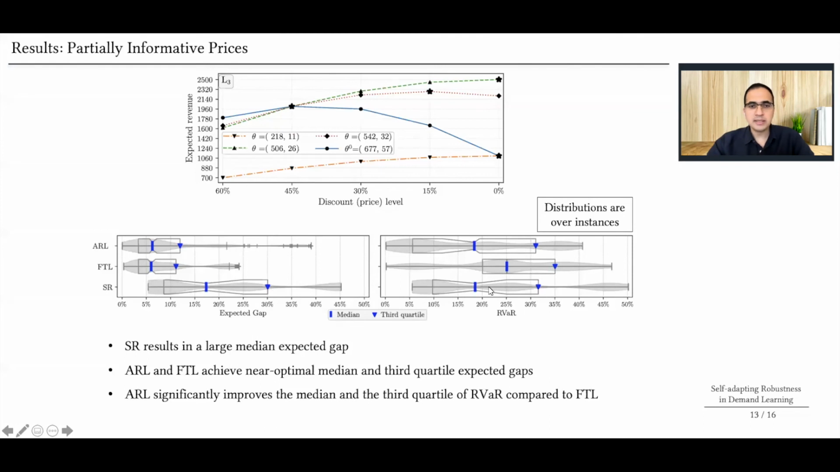SR, in both the informative and partially informative cases, achieves larger expected gap and R-var. Here, ARL improves the third quartile and median of value at risk compared to follow the leader when we observe the partially informative prices.